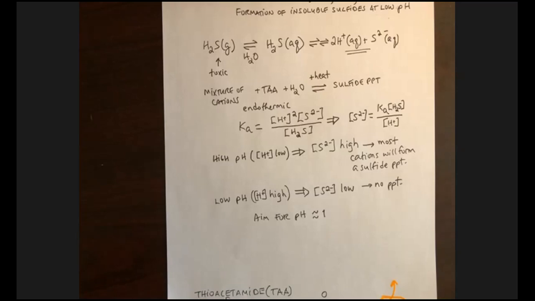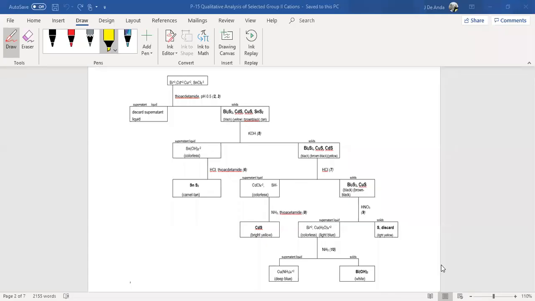If you go through your procedures here, you will see that you are going to be starting this experiment with a mixture that contains all of our ions here. And you're going to carry them through these different steps. The first step is you're going to be making sure the solution has a sufficiently acid pH.